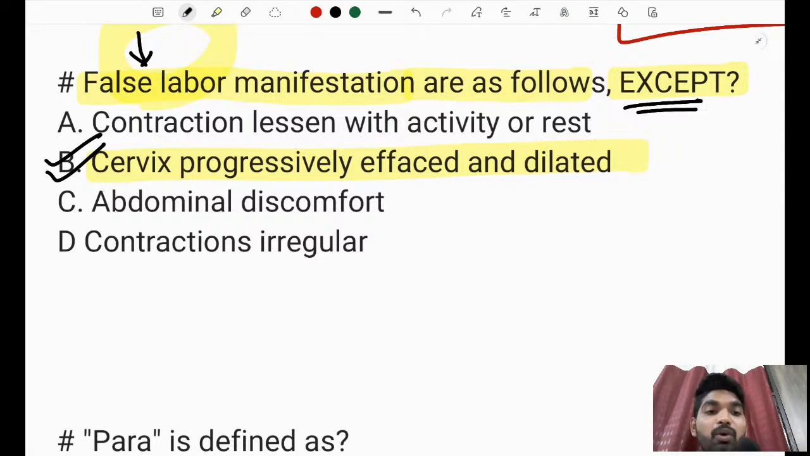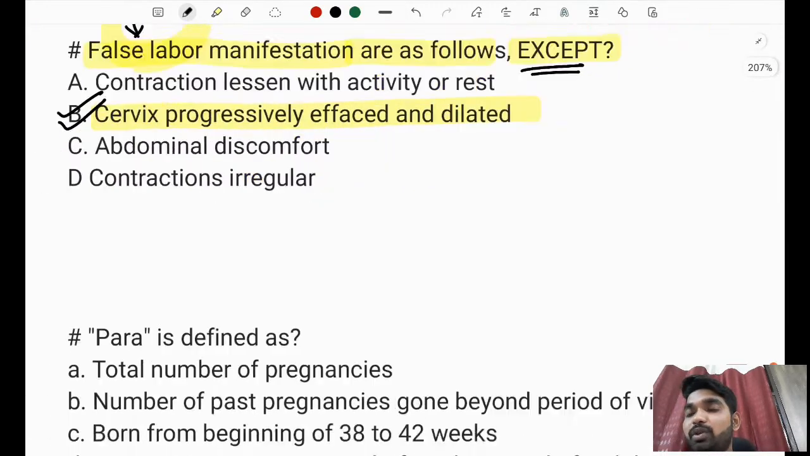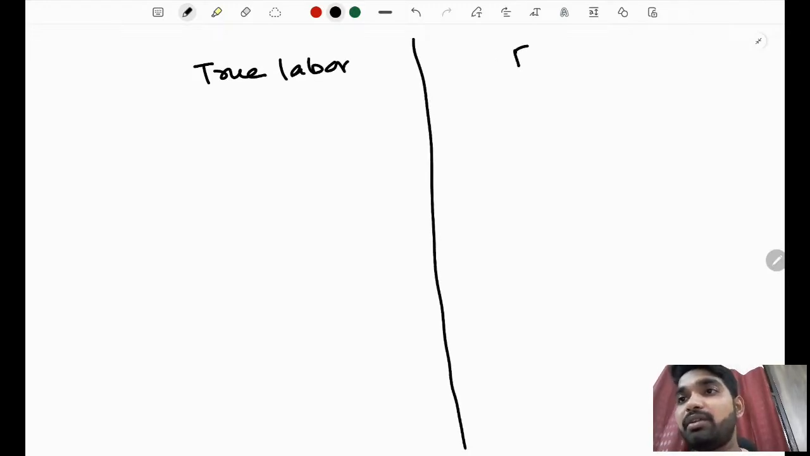Should I explain about it? Okay, so Pavan is telling me to explain. Okay, everyone is asking me to explain. Let me quickly explain, let me take a new slide here. Right, so along with me, please make the notes. True labor and false labor.